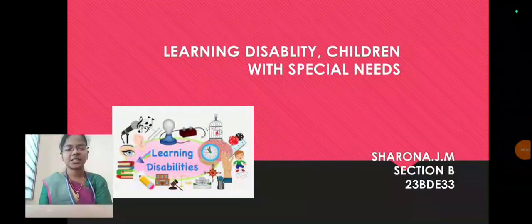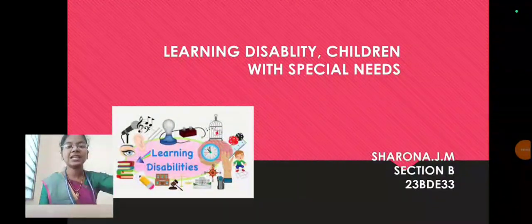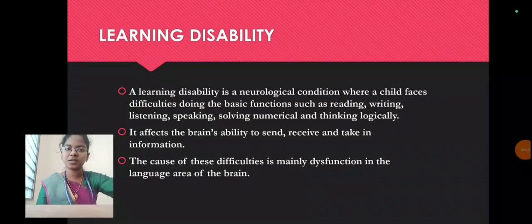Here I'm going to tell about learning disabilities and children with special needs. Learning disability is a neurological condition where a child faces difficulties doing basic functions such as reading, writing, listening, speaking, solving numerical problems, and they won't be able to think logically. So this affects the brain's ability to send, receive and take in information. The cause of these difficulties is mainly dysfunction in the language area of the brain.